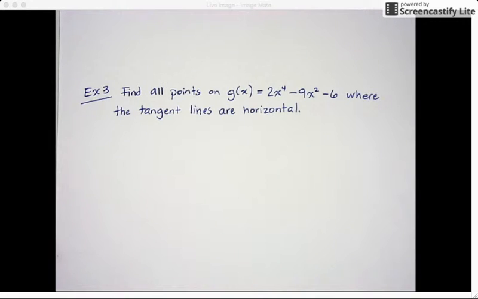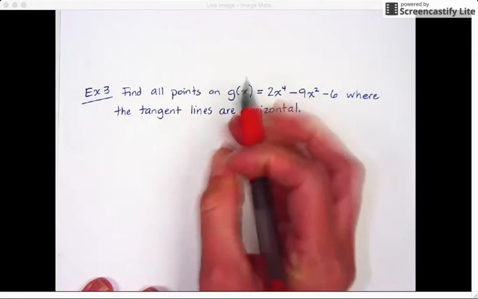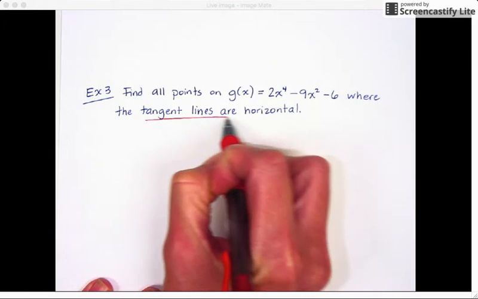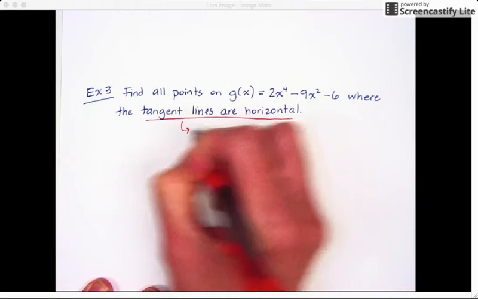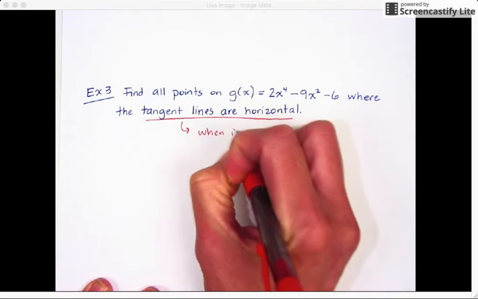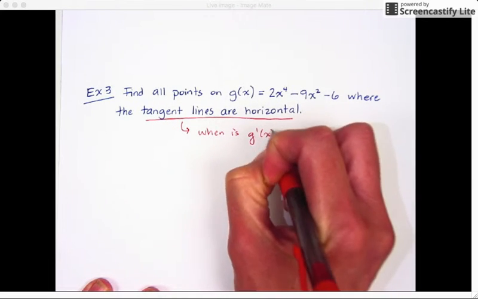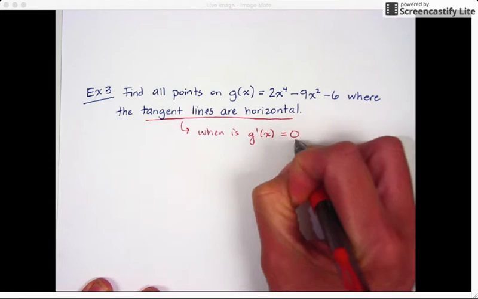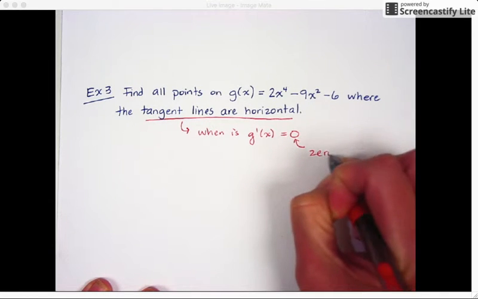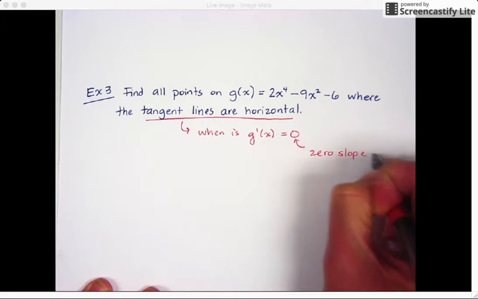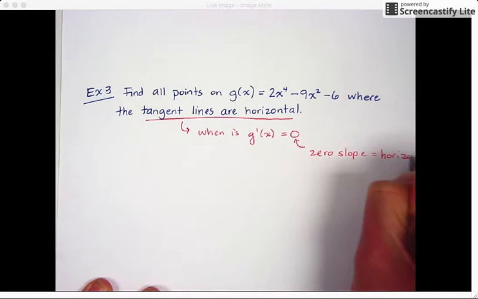So in this case, we still need to know what the derivative function is, but what we're looking for is, well, for what values of x is your derivative function then going to be equal to 0? So tangent lines are horizontal. That means we're looking to find when is g prime of x equal to 0, because this would be a 0 slope equals horizontal tangent.